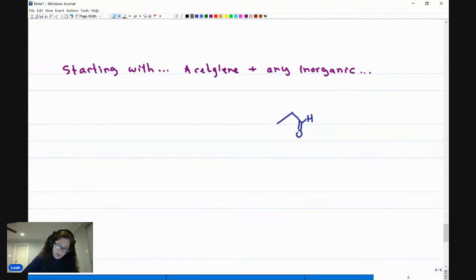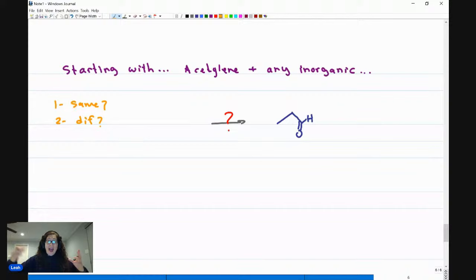And we have to figure out how to do this. So first, we start with the questions. Question number 1, what is the same? And question number 2, what is different? Well, what is the same as what? What is different from what? We don't have anything here. So what exactly are we going to compare?